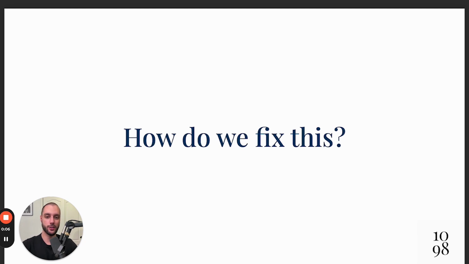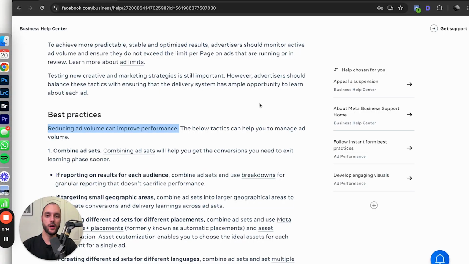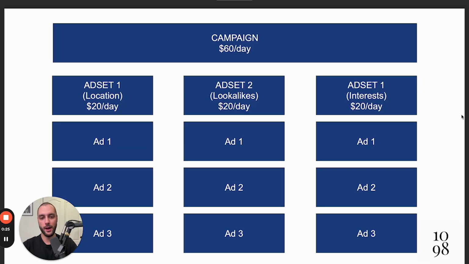How do they want us to structure our campaigns so that we can get the best possible results for the least amount of money? Now, when I was reading the article that inspired this video, there was a ton of stuff on here, but one thing that really stuck out was this part where it says reducing your ad volume can improve your performance. Now, looking back at the old campaign structure, we'd target maybe location, maybe lookalikes, interests. We'd really dial in, create these micro groups, and throw our ads at them and see which ones perform the best. And then we would scale.